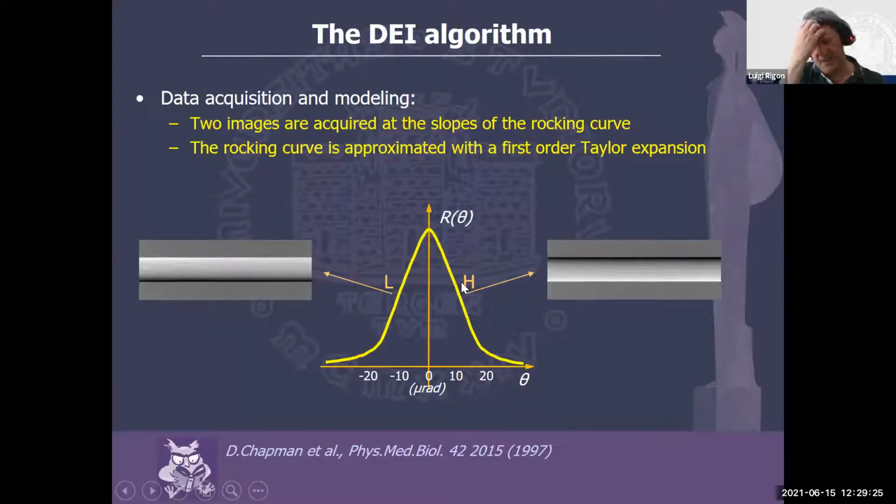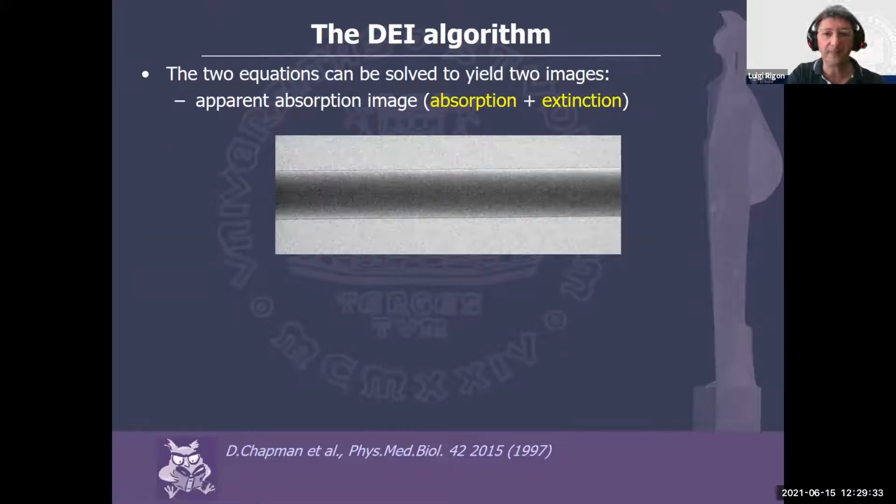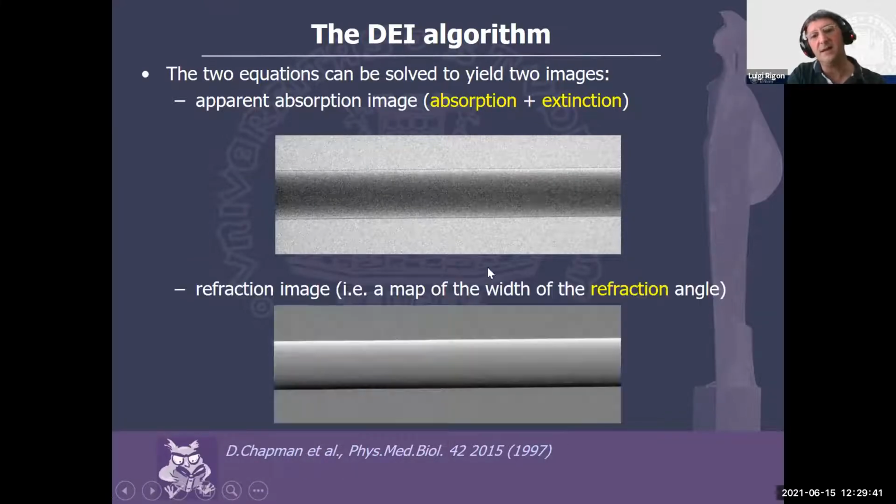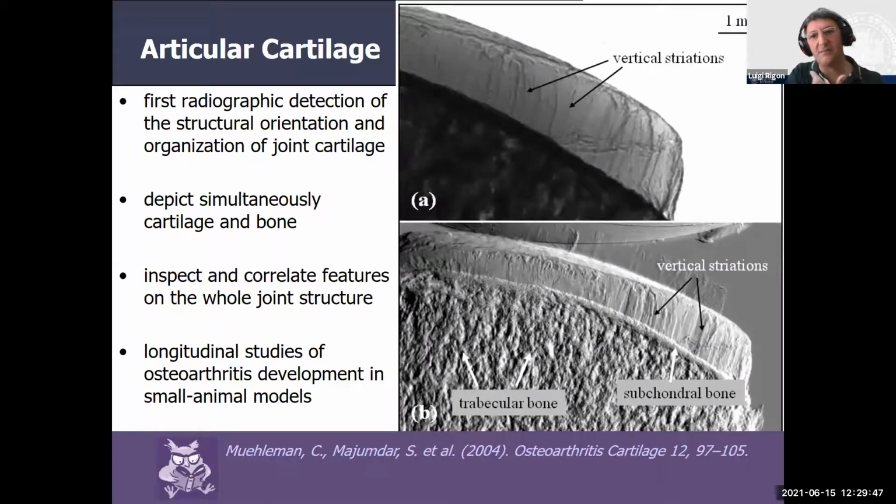Now I don't want to go too much into detail, but if you take these two images and combine them together, you can also split the effects. You can have one image that accounts just for the absorption and the extinction of the photons, and the other that accounts for the refraction. And this is just one application, because I don't want to run out of time. This is a femoral head. This is the apparent absorption, so absorption and extinction. This is the refraction image.